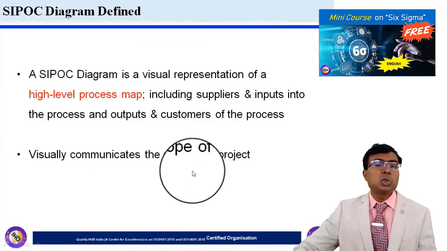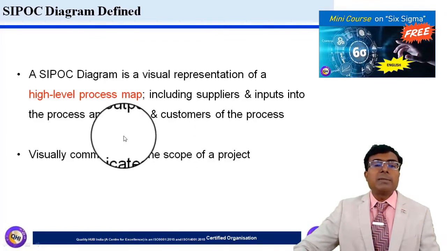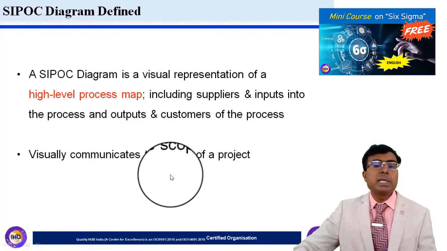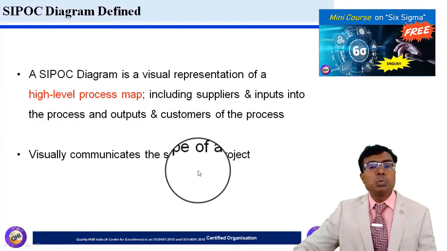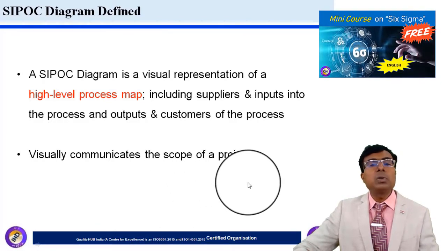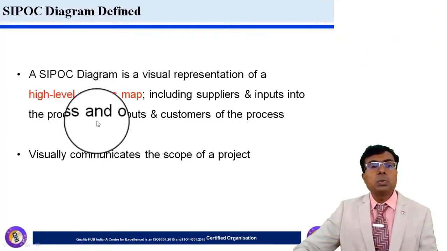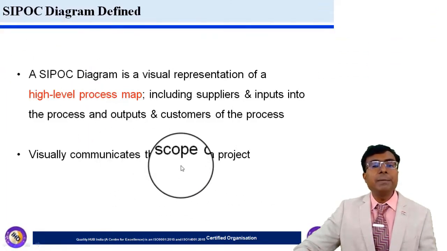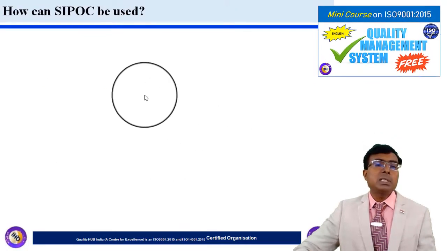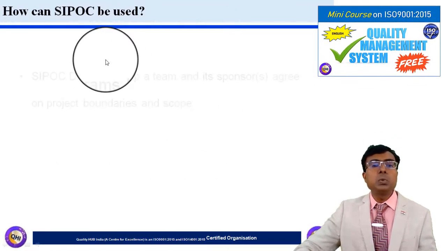It is a very important tool to visually communicate the scope of the project, because while driving Six Sigma programs or projects, we need to understand what is the scope of the project. So scope in and scope out is a critical aspect of the charter. So SIPOC diagram basically helps us to understand the scoping of the project. Now let's understand how SIPOC diagram can be used.